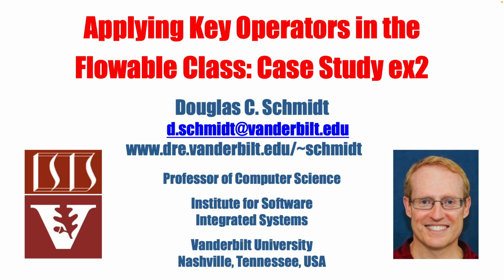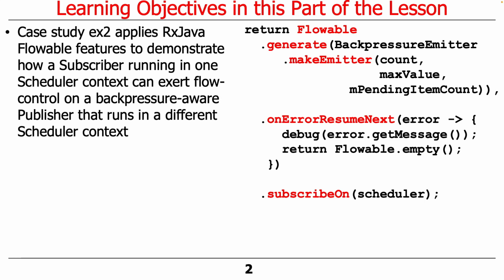So we're going to start out today by continuing on with our discussion of case studies of key operators in the Flowable class. And if you recall where we'd left off, we had been talking about the generate factory method. And I talked about how you could use it to be aware of back pressure.